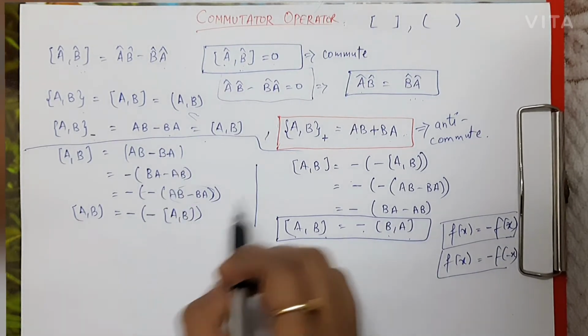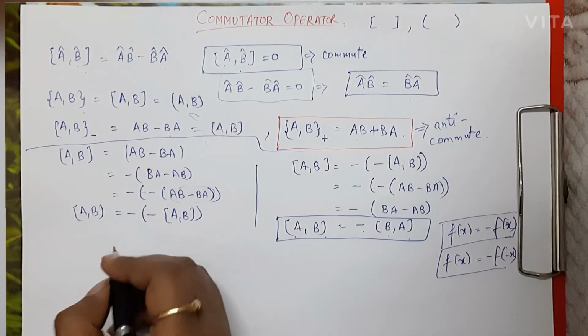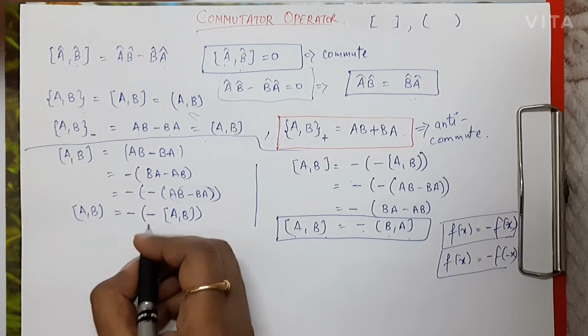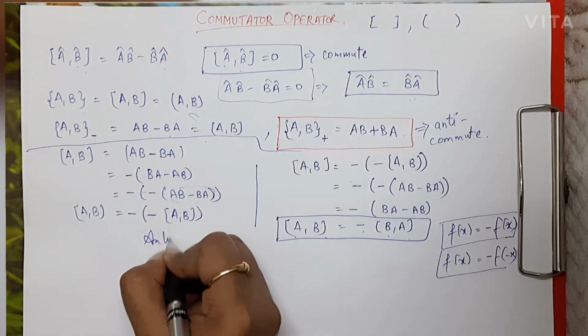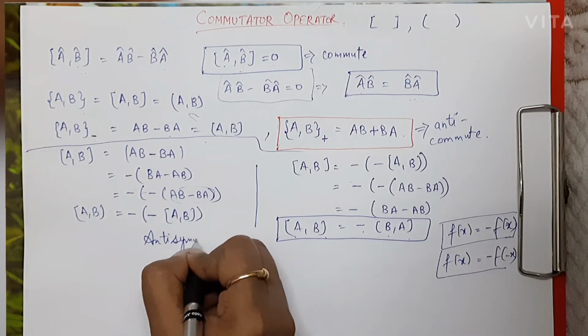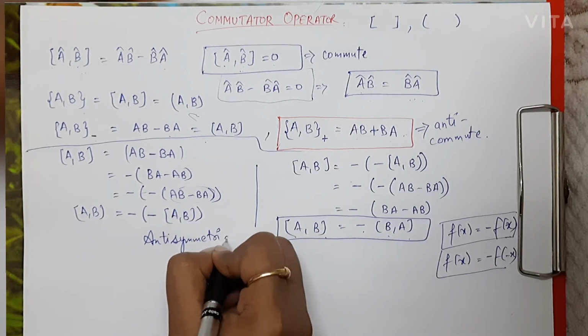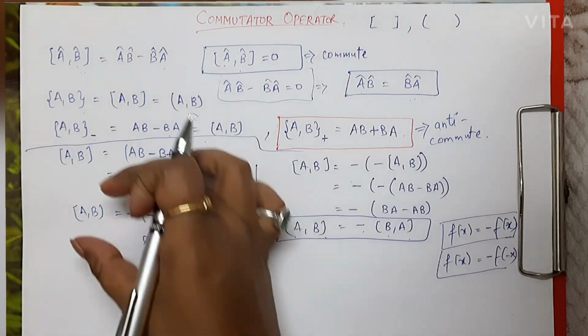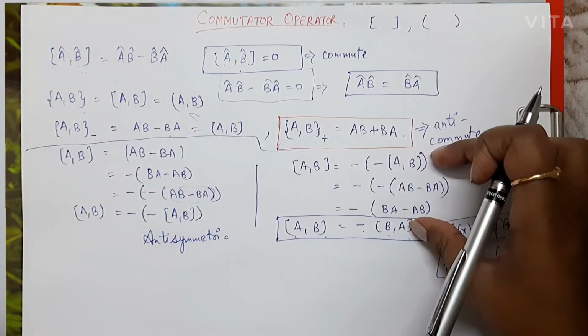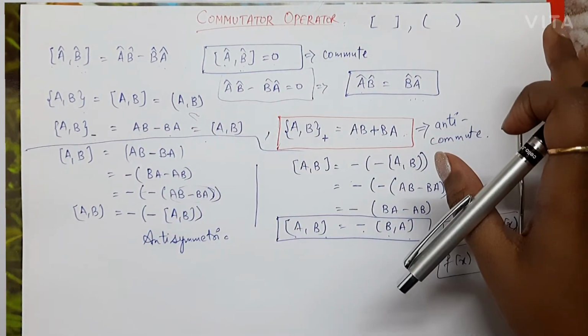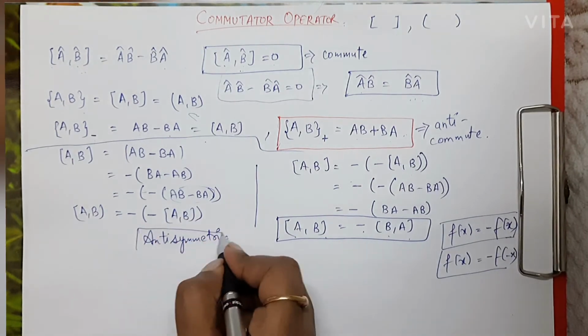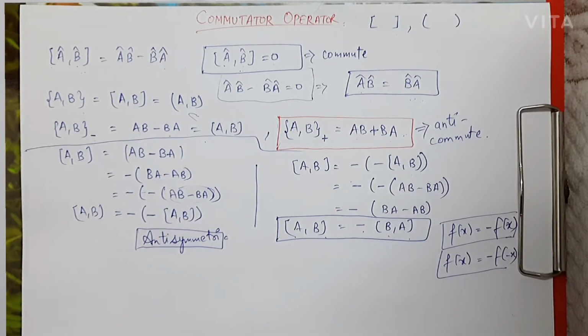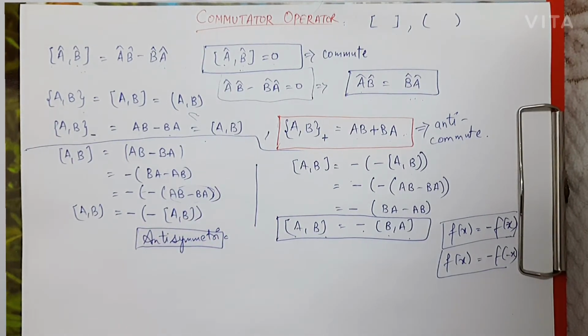So out of all these observations, what I can conclude is that commutator operators are anti-symmetric in nature. What I mean by saying all these things is that if you are not able to understand this part and this part, then you need not understand this part. You just have to understand that commutator operators are anti-symmetric in nature. This is the main thing which you have to understand from here.